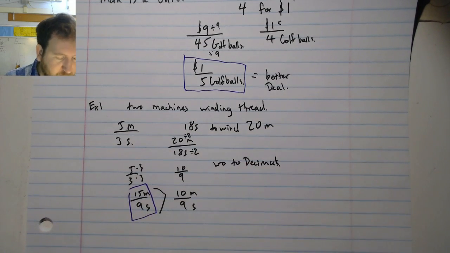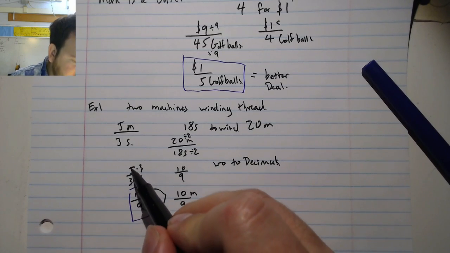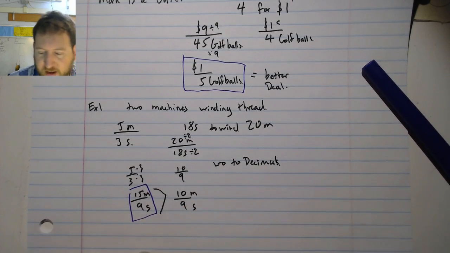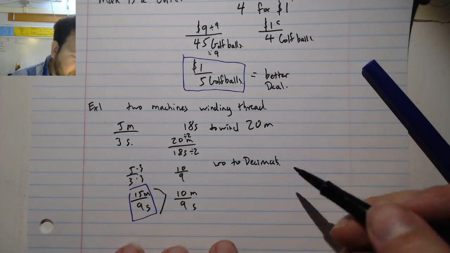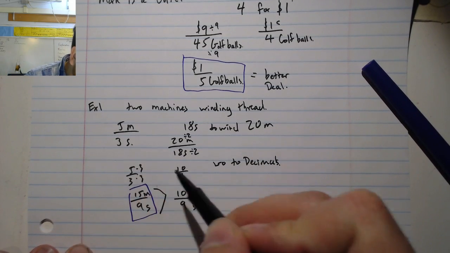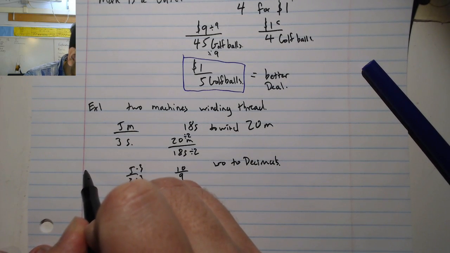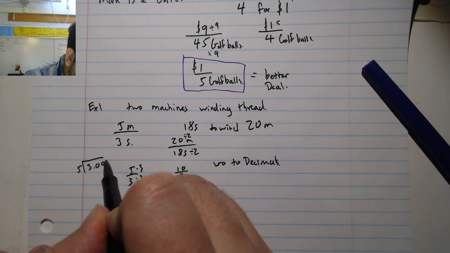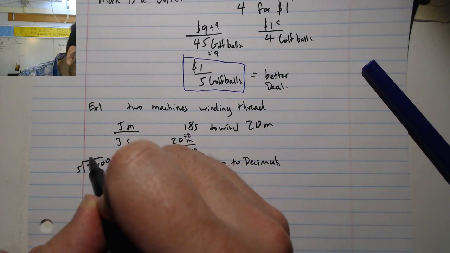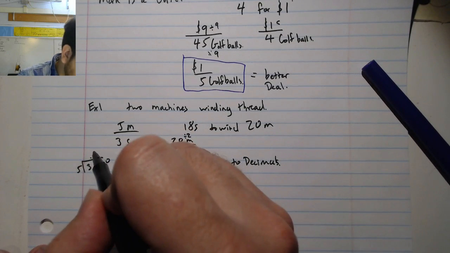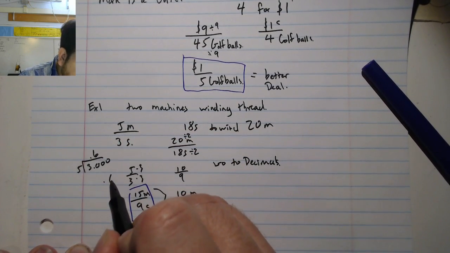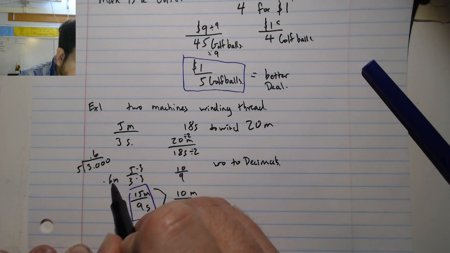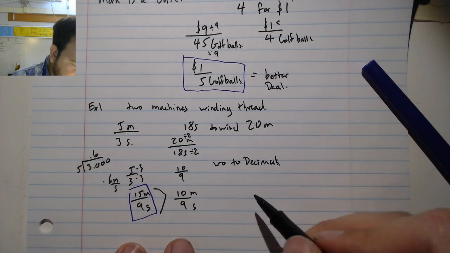I could have also divided them out, and I could have said 5 thirds, what is that as a decimal? And I could have done it as a long division over here. 5 and 30 is 6. So this would be 0.6 meters per second. Over here I have 10 over 9.